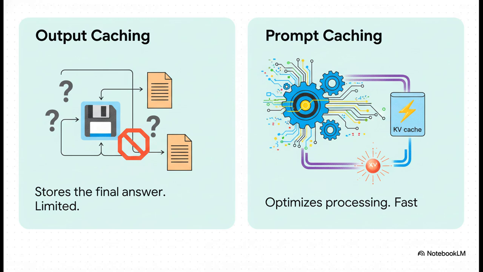We are not talking about simple output caching. That's just saving the final answer. If someone asks the exact same question, you spit out the same answer. No, what we're talking about is prompt caching. This is totally different. It's about storing the internal work, the heavy lifting, so you can optimize the new calls you actually have to make.